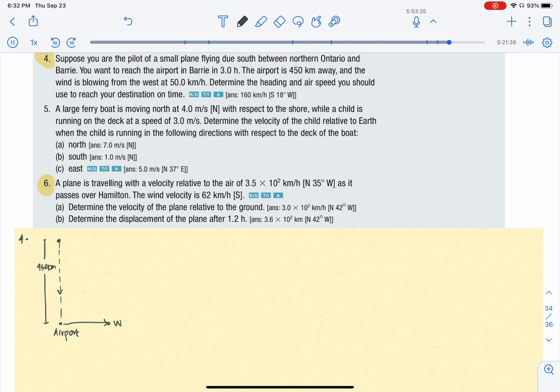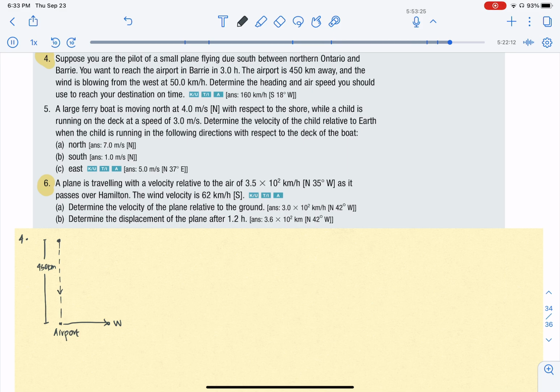Eric? What would VPA be relative to that? VPA is the velocity of the plane relative to the air. So if I generalize it, usually what you're going to see is the velocity of an object to your medium. Then the next one is the velocity of the medium to the earth. And then your resultant vector is usually the object to the earth.